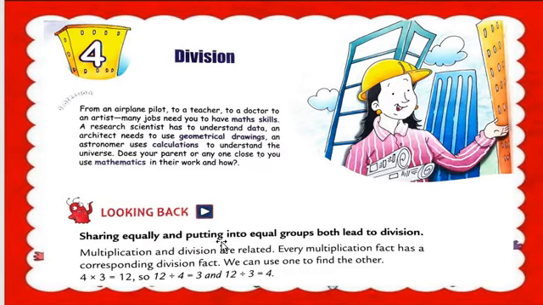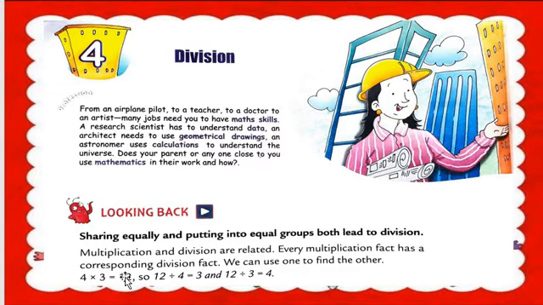Sharing equally and putting into equal groups, both lead to division. We are sharing equal groups or equal parts. Multiplication and division are related. Every multiplication fact has a corresponding division fact. Understood all students? Got my point?